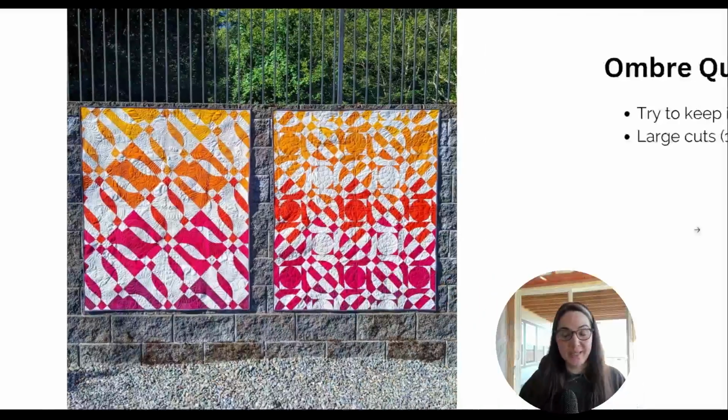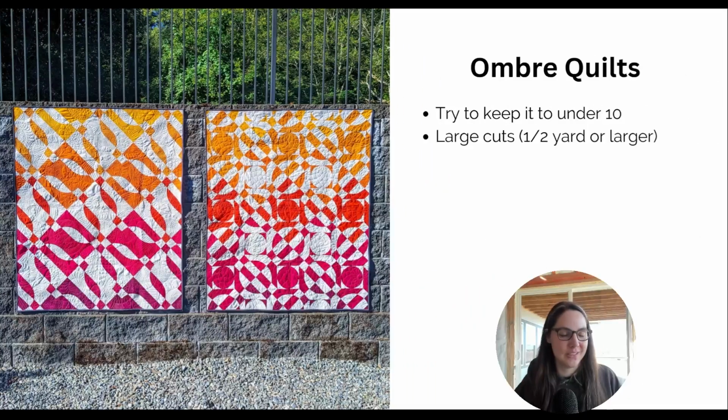Another kind of color scheme that I see a lot is an ombre quilt. This is one of my favorites as well. And ombres are difficult because you need a certain number of fabrics in order to get that gradient look that you're trying to get. And that's just the way it is, right? Like that's legitimate justification for including more fabrics, but I still try to keep it to around 10 or less.